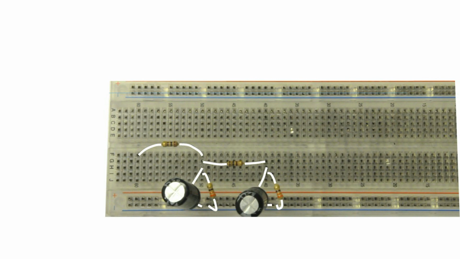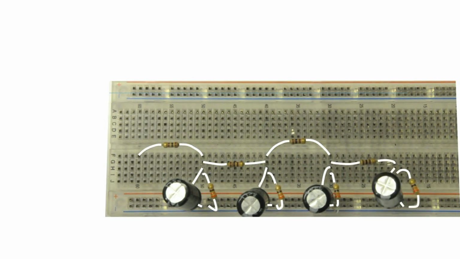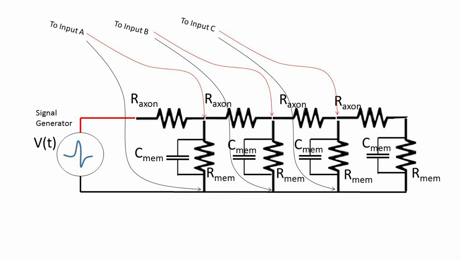Copy and paste the basic unit down the length of the axon circuit. Do this for at least 4 units. A signal generator will be attached at the input end of our circuit, and voltage probes will be placed at each of the first 3 stages down the axon circuit.